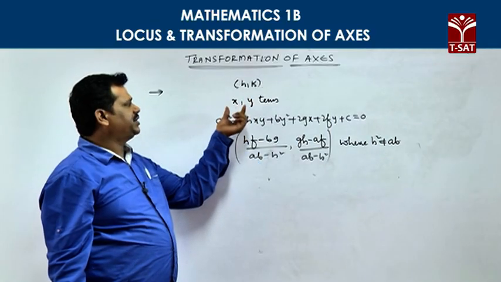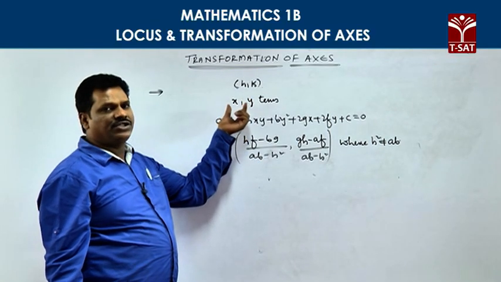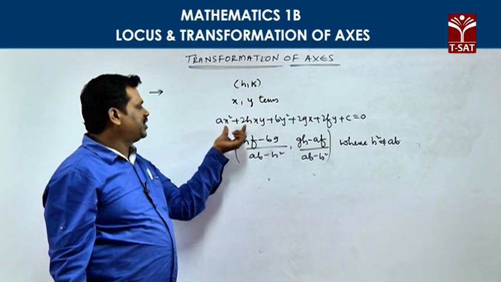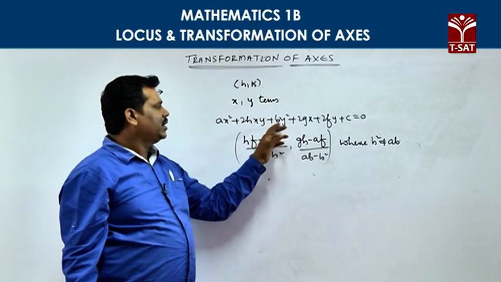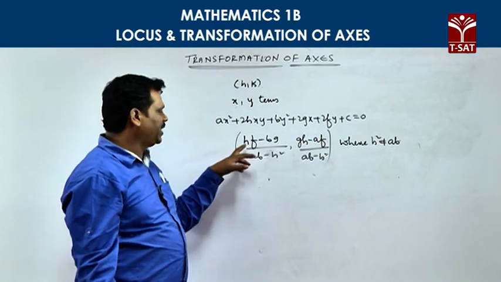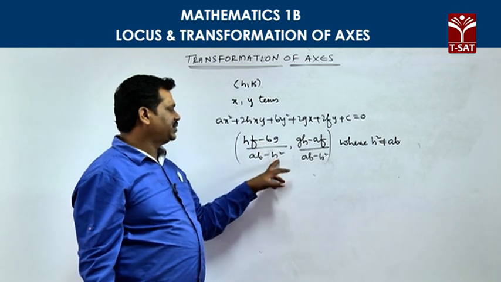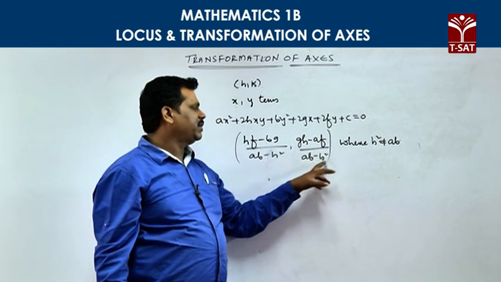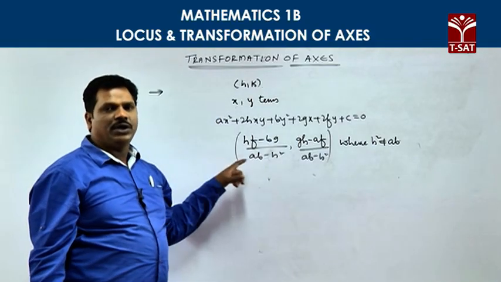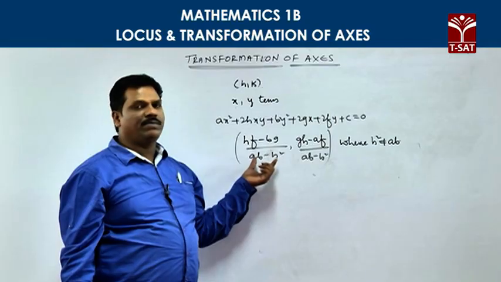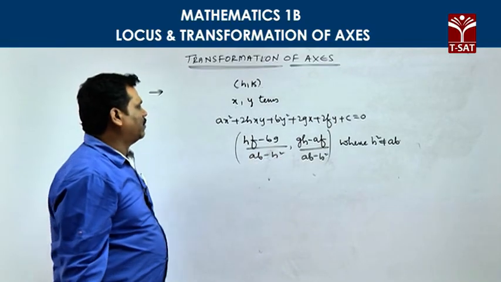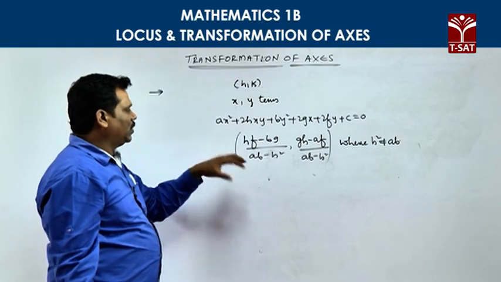The point to which the origin is shifted (h, k), eliminating the xy terms in the equation ax² + 2hxy + by² + 2gx + 2fy + c = 0, the formula is (hf − bg)/(ab − h²), (gh − af)/(ab − h²), where h² ≠ ab. This is an important theorem, an important problem for IP and EAPCET also. Okay, important formula. So how do we find this formula?